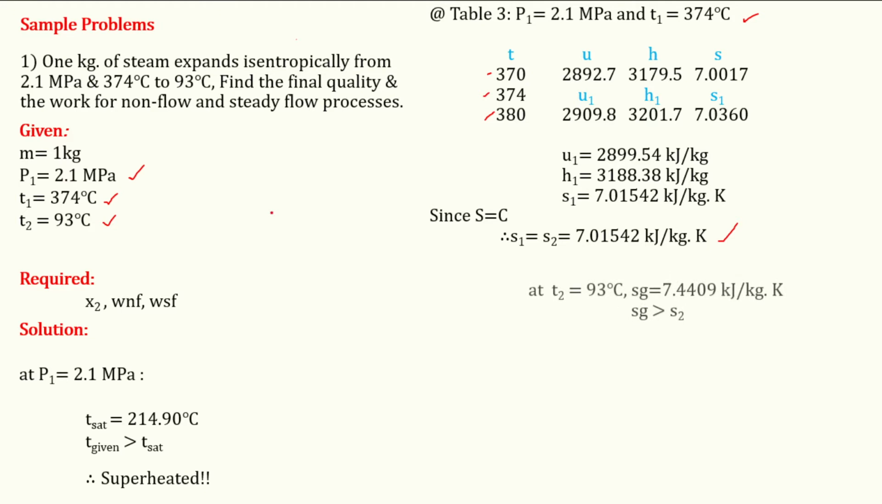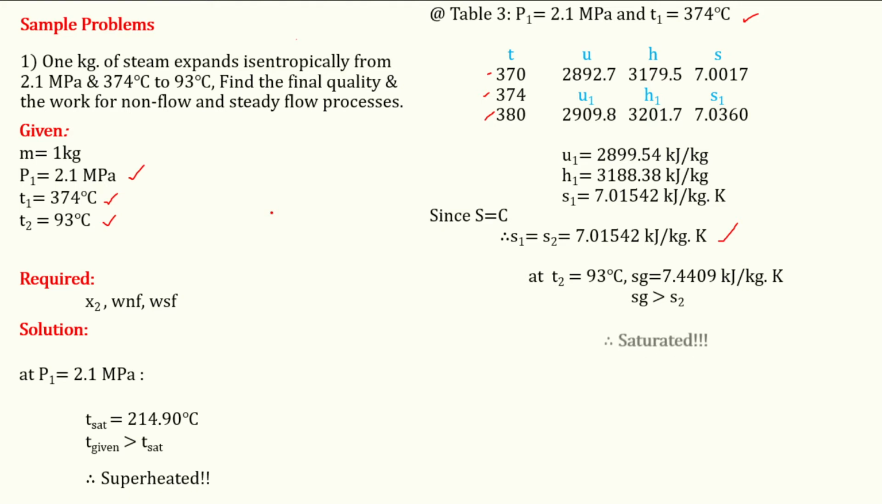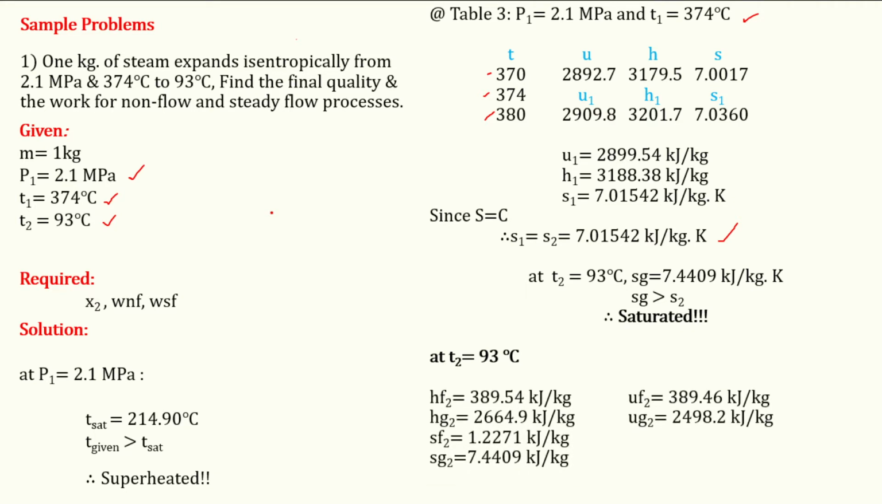Okay, at 93 degrees Celsius, ang SG natin dyan is 7.4409. So, therefore, SG is greater than S2. Therefore, saturated yung ating given sa condition 2. So, kapag saturated, titingin tayo sa table 1 at 93 degrees Celsius. So, kunin natin yung ating HF, HG, SF, SG, UF, and UG.